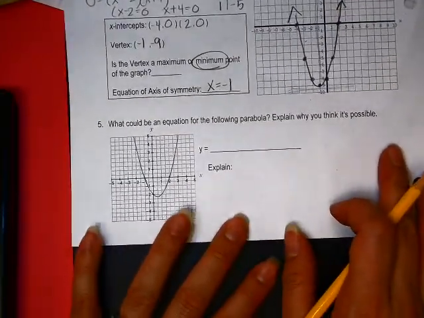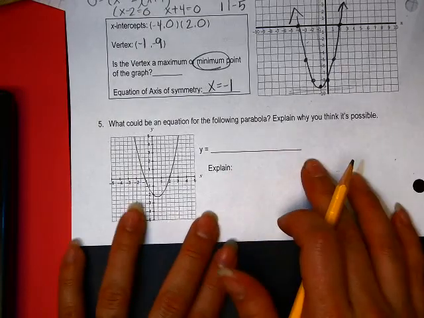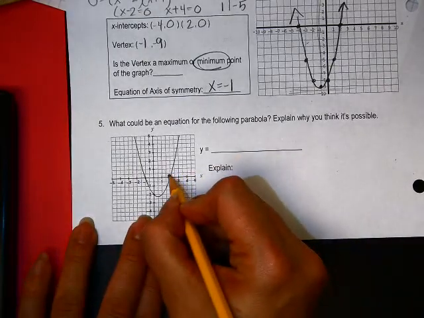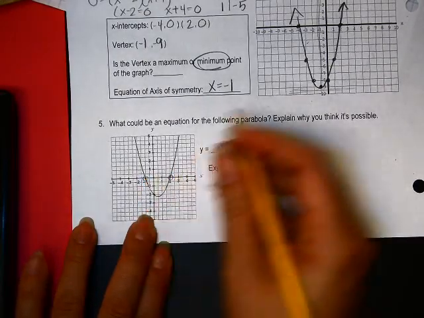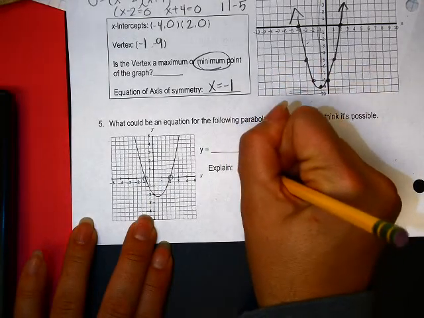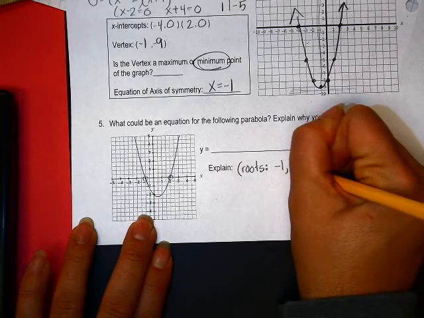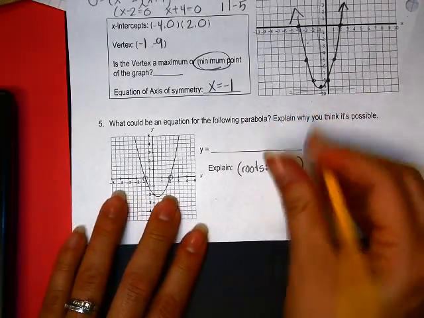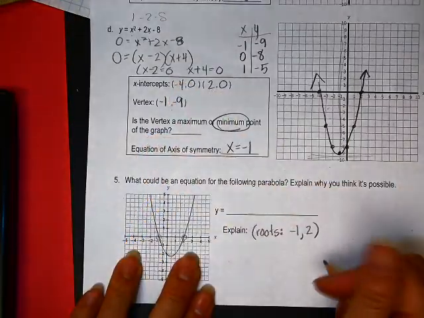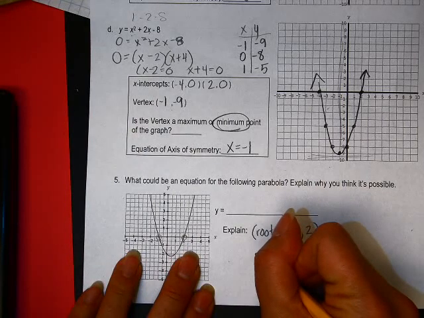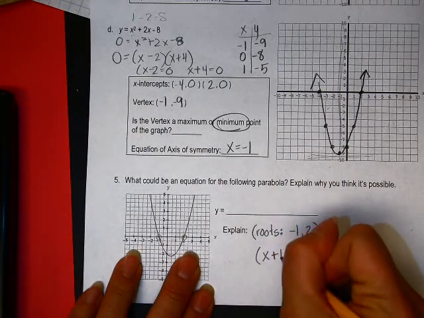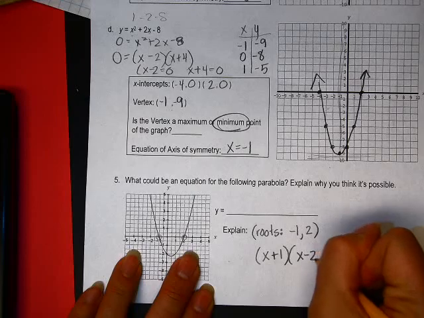All right, let's go ahead and do 5 in the same video. So what could be the equation for this parabola? Well, these guys here are my roots. I have a root at negative 1 and positive 2, which means if I'm going backwards from these, I would have x plus 1 and x minus 2.